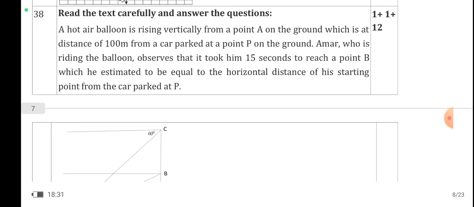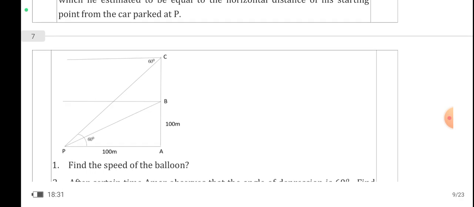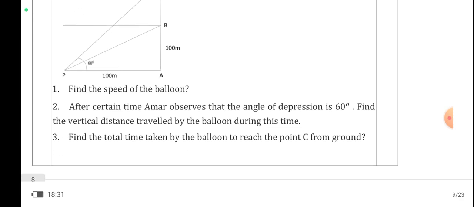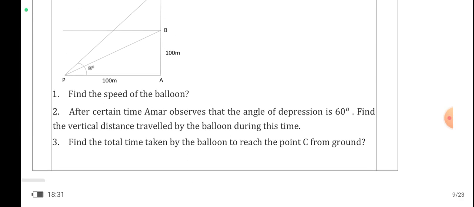38. Read the text carefully. Answer the question. That means they're talking about the application of trigonometry here. Find the speed of the balloon and after certain times the angle of depression. They're talking about total time. This is also a nice set of case study.